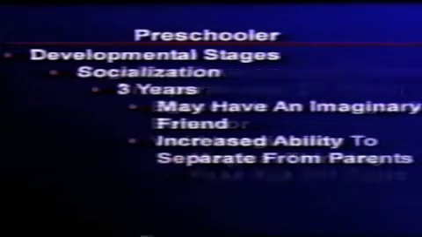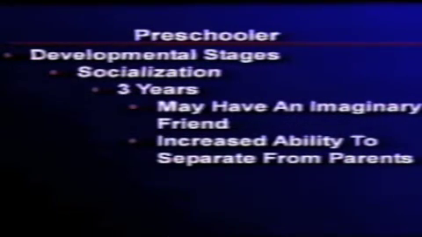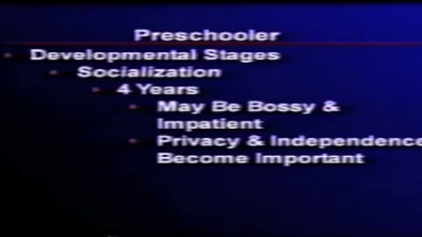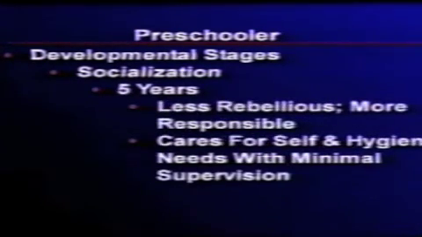And with socialization with your 3s, 4s, and 5s, some key things there. With 3-year-olds, the imaginary friend, they can also separate from their parents fairly easily. The 4s, very bossy and impatient. That's a key one there. They ask lots of questions and they're also very bossy. And then the 5s, you notice a drastic change, less rebellious, more responsible. They just seem to really calm down.